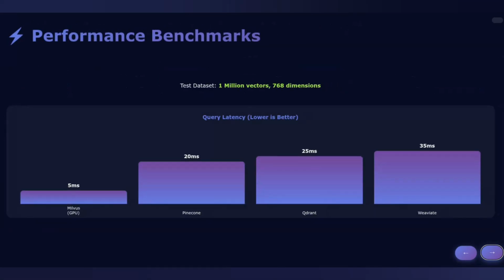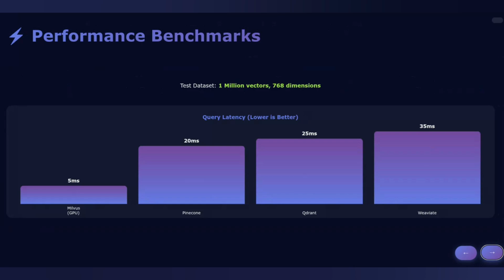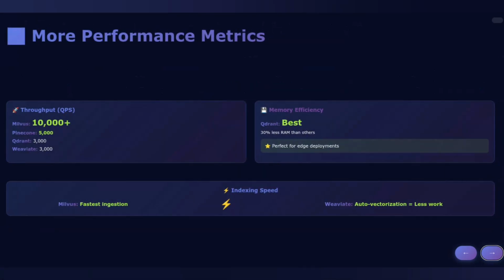Now for the numbers you actually care about. I ran the same dataset, 1,768 dimensional vectors across all four databases. Query latency. Pinecone consistently delivers sub-20 millisecond queries thanks to their optimized infrastructure. Qdrant comes very close at 25 milliseconds. Milvus with GPU acceleration is an insane 5 milliseconds, but that's with expensive hardware. Weaviate sits at 35 milliseconds, but remember, it's doing more work with its semantic features.